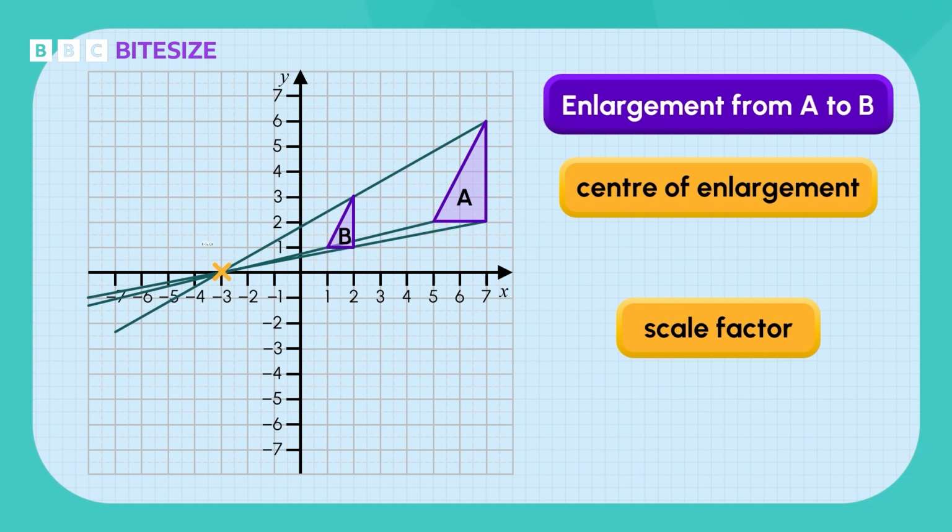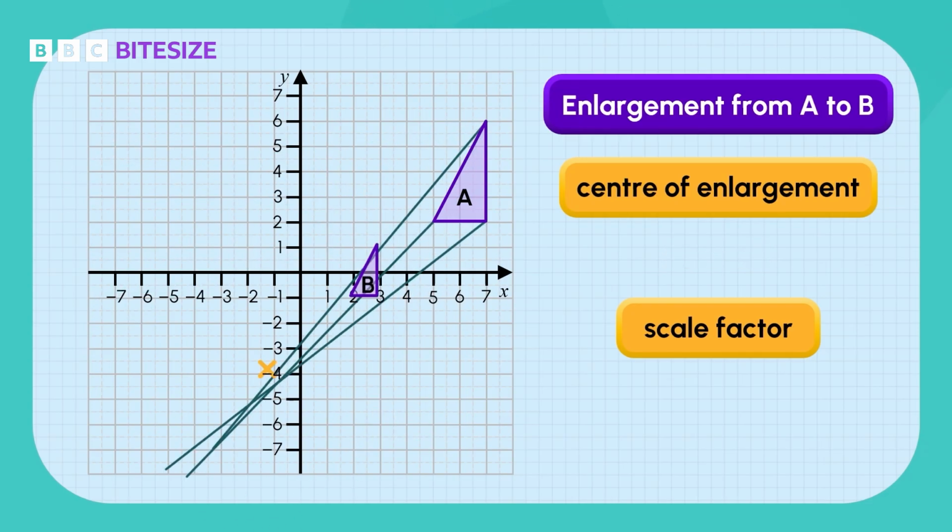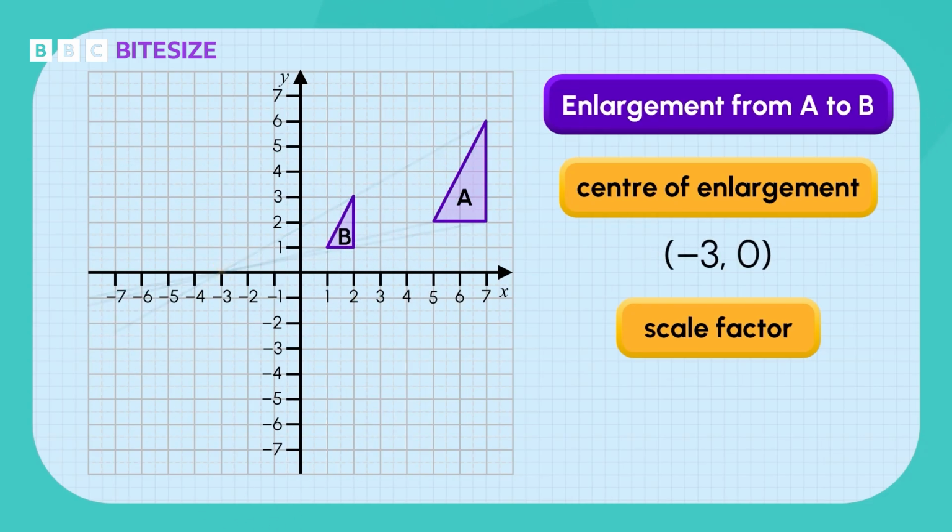So here, the centre of enlargement is -3, 0. Changing this point changes where the enlarged shape B is positioned. The scale factor is the number that the lengths in the original shape A are multiplied by to give those in the new shape B. You can calculate the scale factor by dividing the length of one of shape B's sides by the corresponding length in shape A. So here, the scale factor is 2 divided by 4, which equals 1/2.